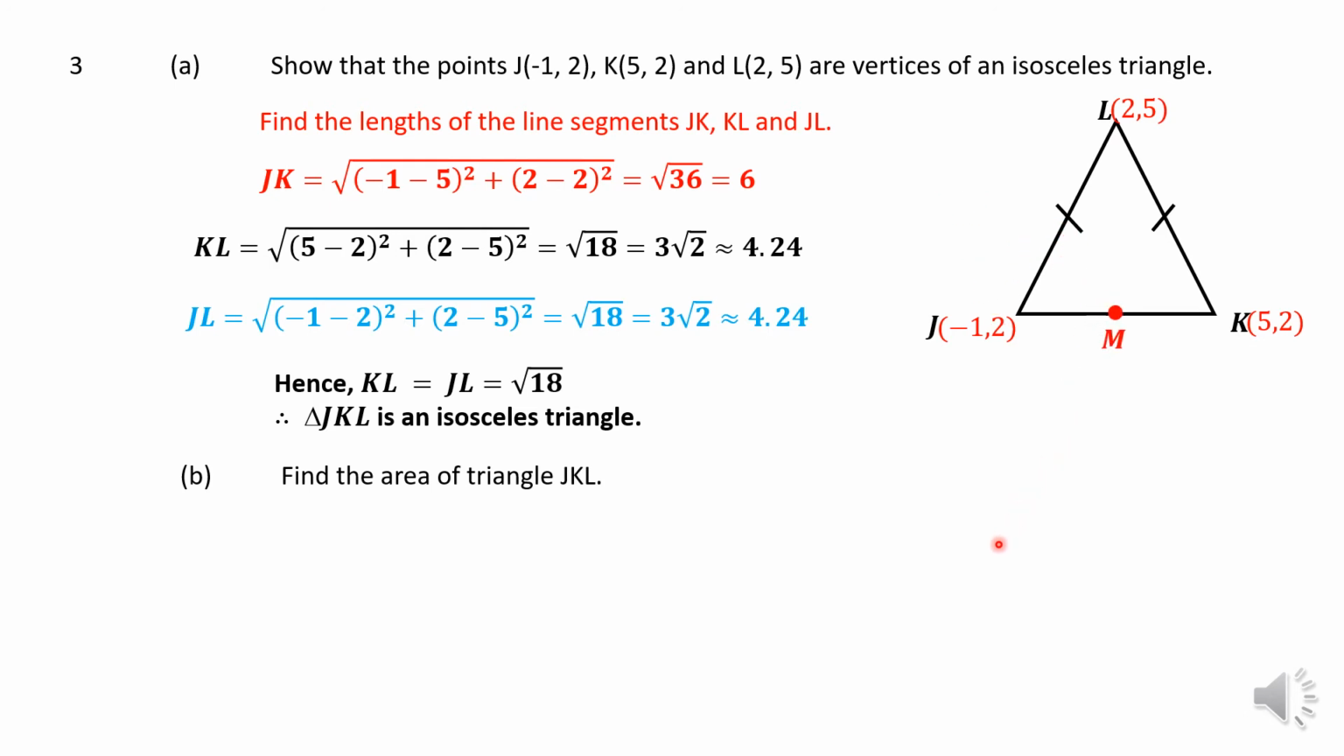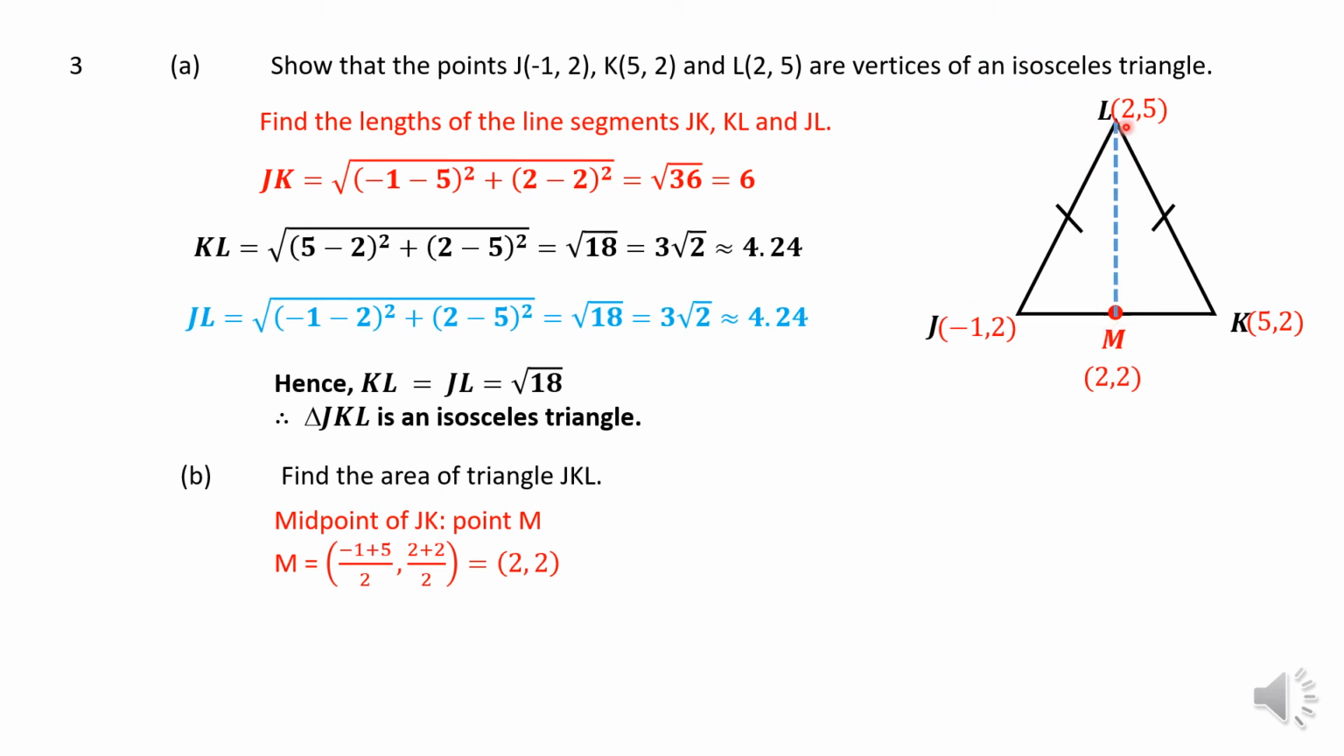And when we bring in a midpoint there, in order for us to calculate, first we have to calculate the midpoint. And we use the midpoint formula, and we realize when we do that, we take the points J and K, -1 plus 5, and then 2 plus 2. The average of those gives you 2,2. Right, so I can draw the line in now, line L to M.